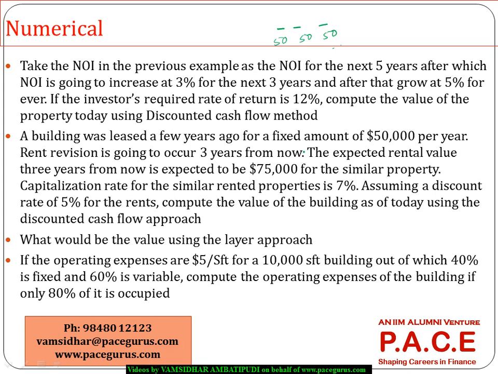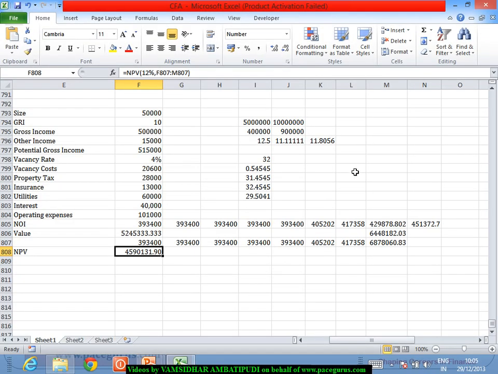Capitalization rate for similar rented properties is 7%. So from here onwards, I will take the capitalization rate to be 7%. Assuming a discount rate of 5% for the rents, compute the value of the building today. So it's nothing but the present value, these three being discounted at the rate of 5%, whereas whatever rentals I am going to get, 75,000 per year from the fourth year onwards, I can discount by 7%.